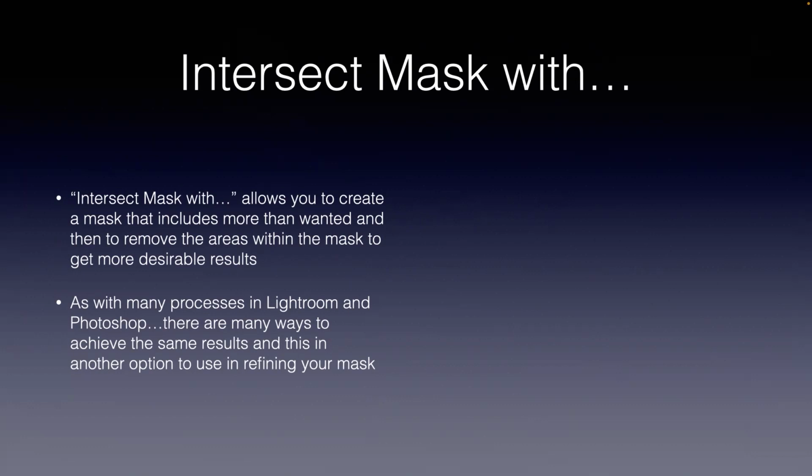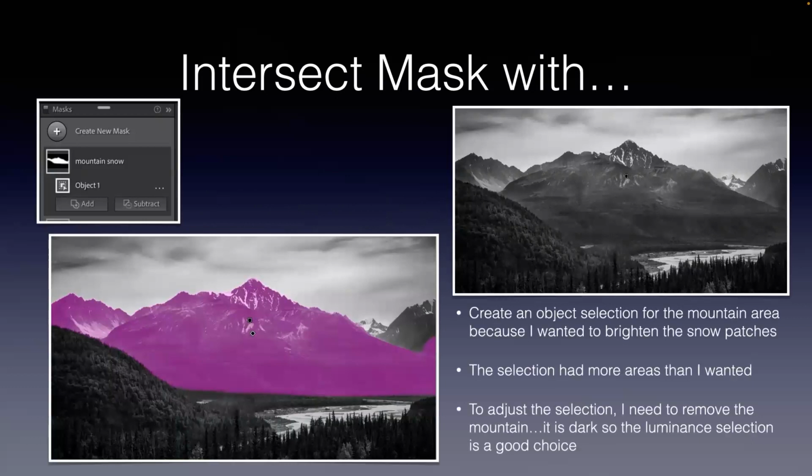So as with many processes in Lightroom and Photoshop, there are many ways to achieve the same results, and this one is going to show you 3 different ways to do an intersect mask with, and you get the same results with each one of them. So let's dive into this. And I told you we were going to continue on with that last picture, which we are, but we're going to stick another edit in between there. Sorry about that. I kind of messed up that order just a little bit.